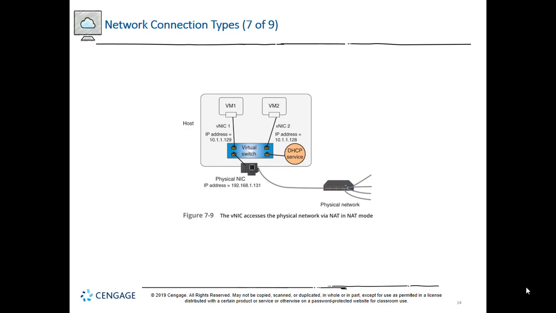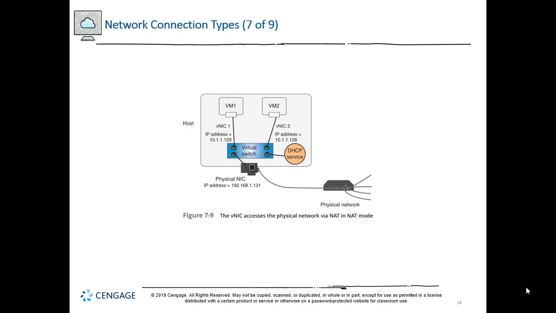Here, this illustrates a VM actually operating in NAT mode. The physical NIC has an IP address of 192.168.1.131, but the virtual machines obtained their IP address from the host as being its own virtual DHCP server, and as you can see, they are on a 10.1.1.129 and 128 network.